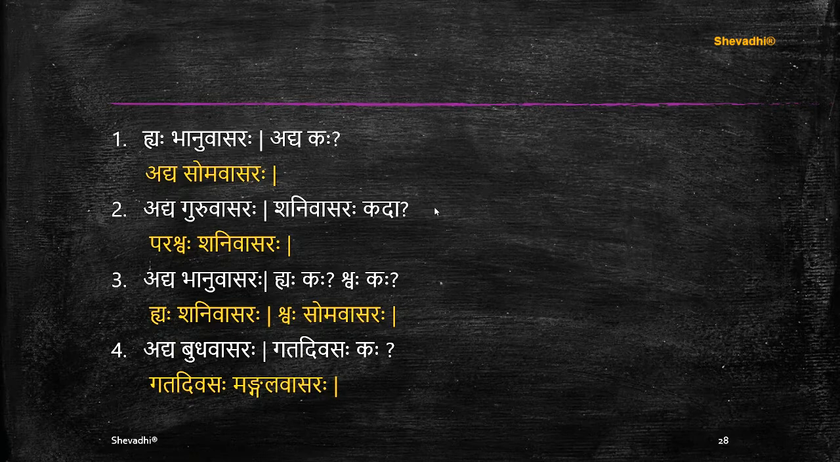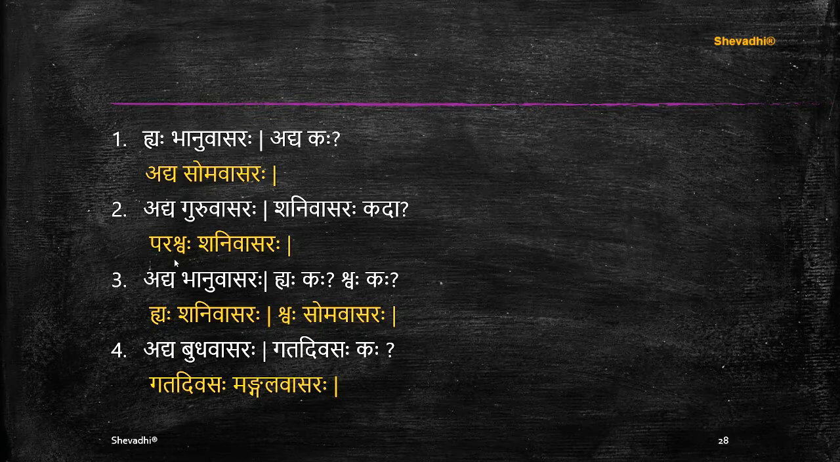Now coming to some of the vasara related questions, the day related questions. ह्यः भानुवासरः अद्य कः. ह्यः, you already know, means yesterday. So today has to be सोमवासर, so the answer is अद्य सोमवासरः. अद्य गुरुवासरः, शनिवासरः कदा? Today is गुरुवासरः. If you count, गुरुवासरः, शुक्रवासरः, शनिवासरः, so श्वः becomes tomorrow, that is शुक्रवासरः, and day after tomorrow is शनिवासरः. The word for day after tomorrow in Sanskrit is परश्वः.